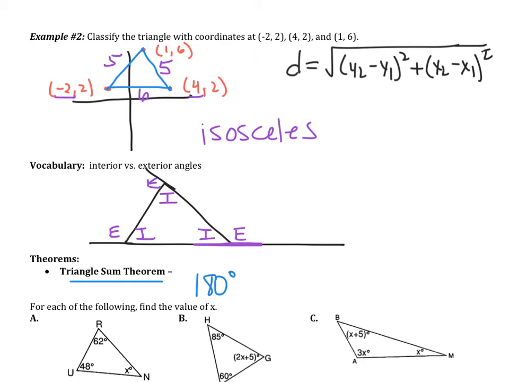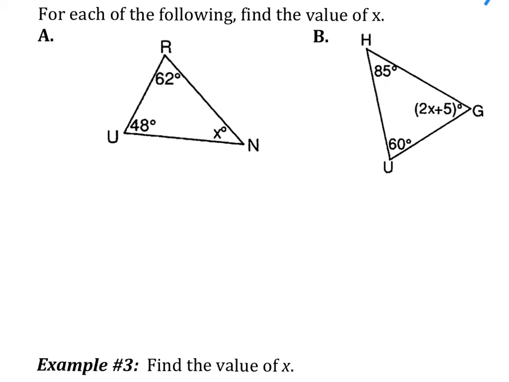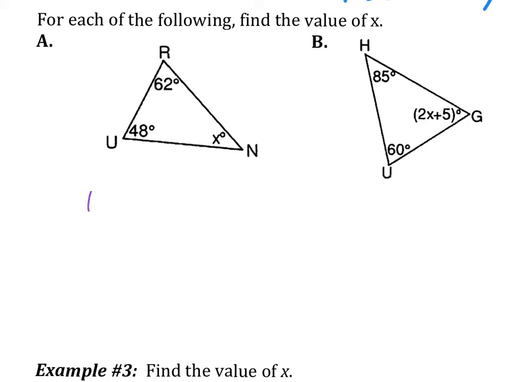All right, there are triangles on your desk. We're going to do a little activity. Let's take a look at problem A. You have to find the value of x. How are we going to do that? Do all 3 angles add up to 180? Yes. 62 plus 48 plus x equals 180, which means to solve for x, we're going to do what?